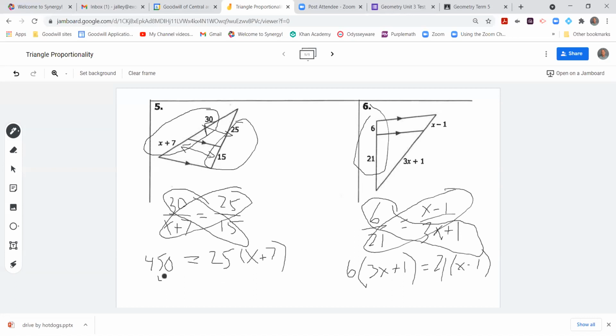So this will be 450 equals 25x plus 175. Subtract 175. So 275 equals 25x. How many times does 25 go into 275? How about 11? 8 times 25 is 200. So 3 more gives you 275.